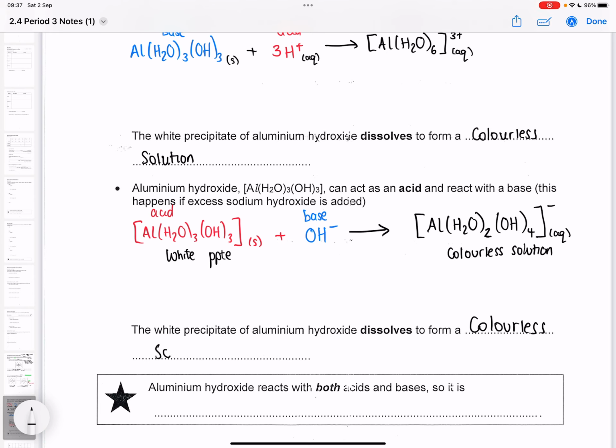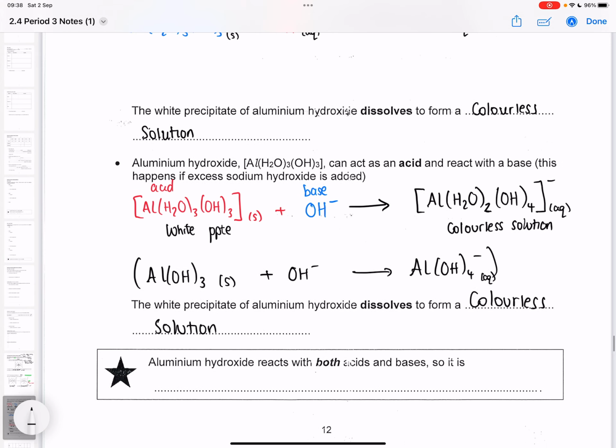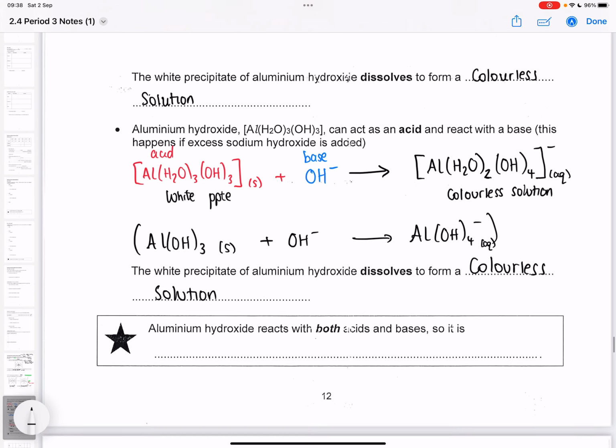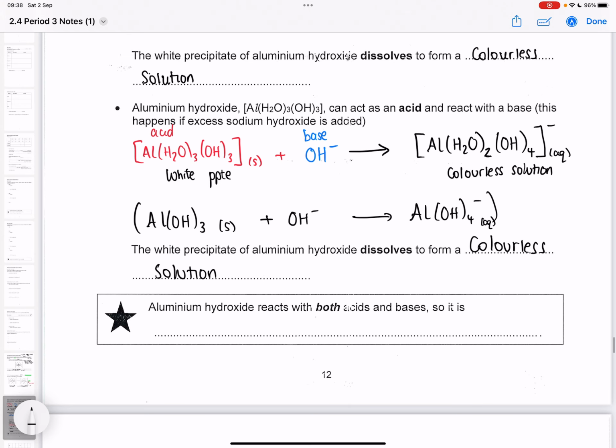And then this one does get simplified quite a lot in exams, because if you use the aluminium hydroxide as just Al(OH)3, and then you add the OH minus, then you can form the Al(OH)4 minus aluminate ion, which we saw and we wrote on the front of our pack as the negative ion formed from aluminium oxide as well. So we've seen that one before. So it is sometimes simplified like that. So aluminium hydroxide reacts with both acids and bases. It is amphoteric.